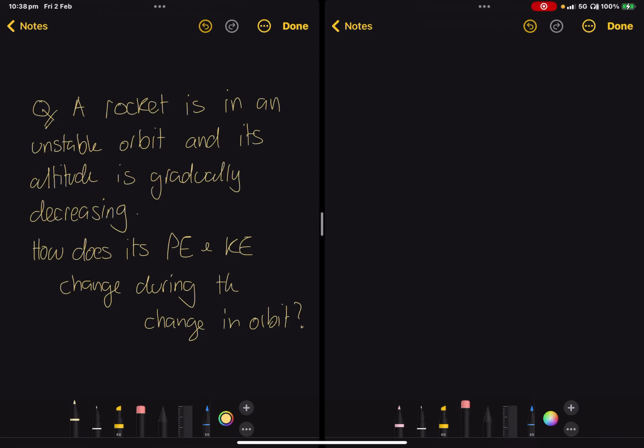So we're going to have a look at another advanced mechanics question here. This question says a rocket is in an unstable orbit and its altitude is gradually decreasing. How does its potential energy and kinetic energy change during the change in orbit?